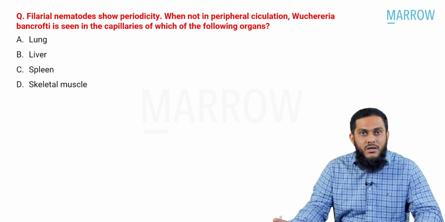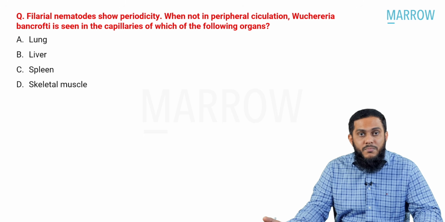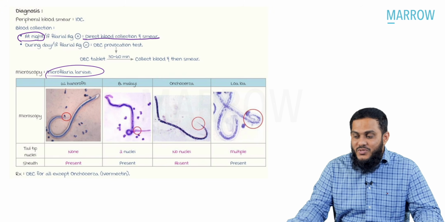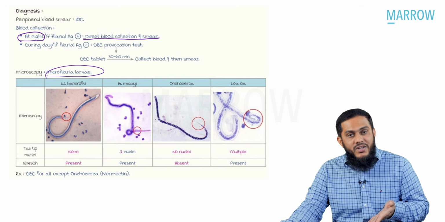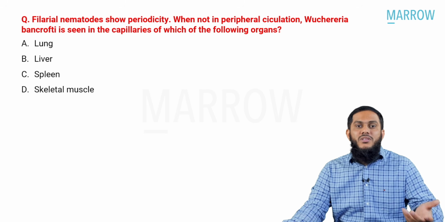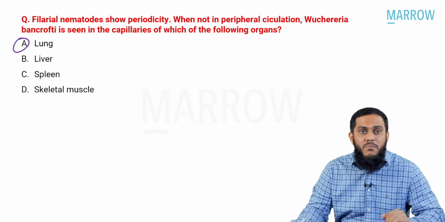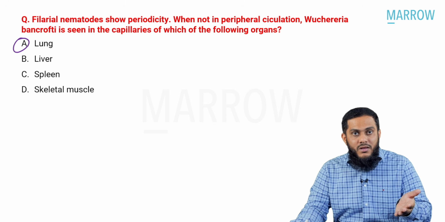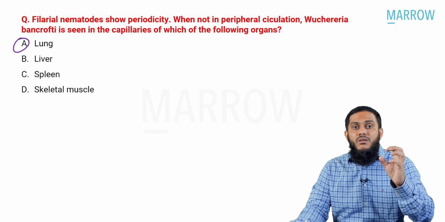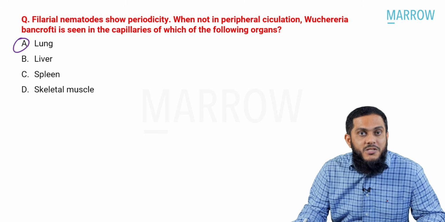Actually, for me, it looks like a stupid question, because when they are not in the blood, where are they present? Why do we need to know? When they are in the blood, we collect the blood and identify them. But when they are not there, where are they present? Actually, there is no need to know. But they have asked, so your answer is lung. Remember, when they are not in the peripheral blood, usually they are in the lymphatics and lymph nodes, and from there they travel to the lung capillaries. The important site during the daytime is usually the lung capillaries.